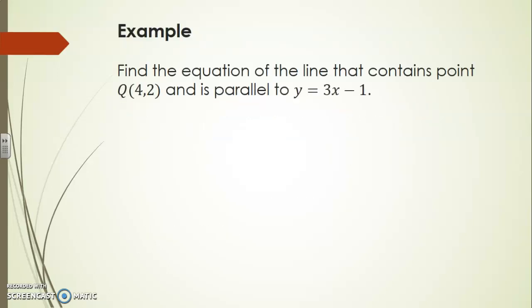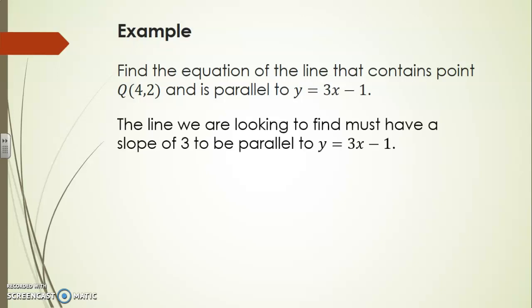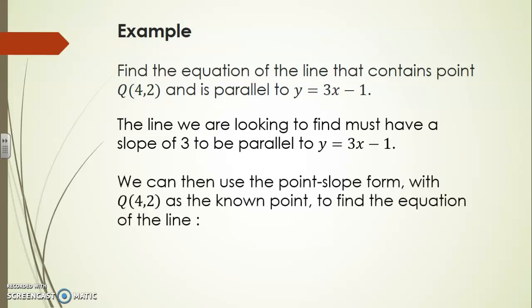For example, find the equation of the line that contains point Q, (4, 2), and is parallel to y equals 3x minus 1. The line we're looking for must have a slope of 3 as well in order to be parallel to y equals 3x minus 1. We can then use the point-slope form with the point Q as the known point to find the equation of the line.